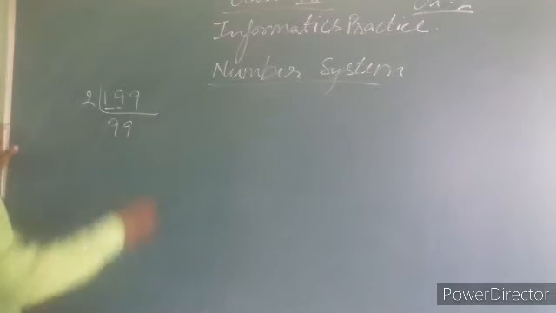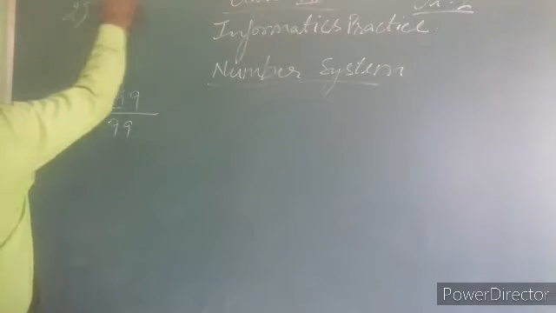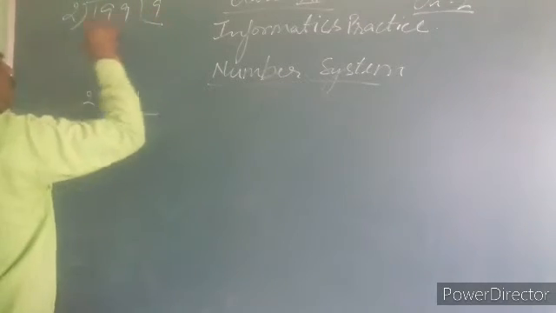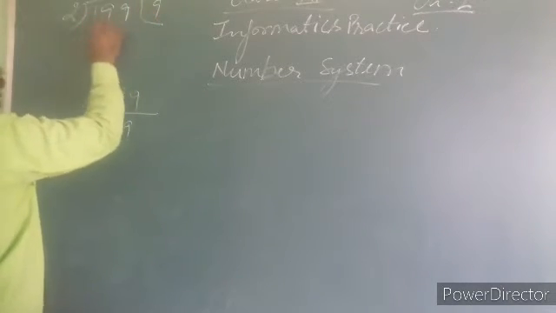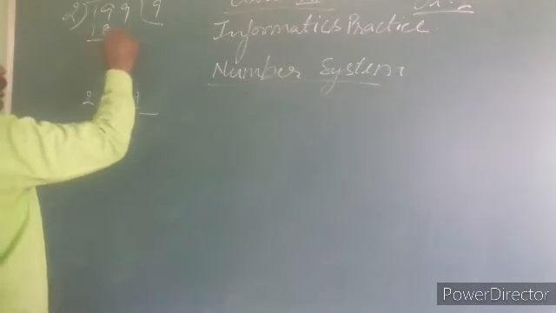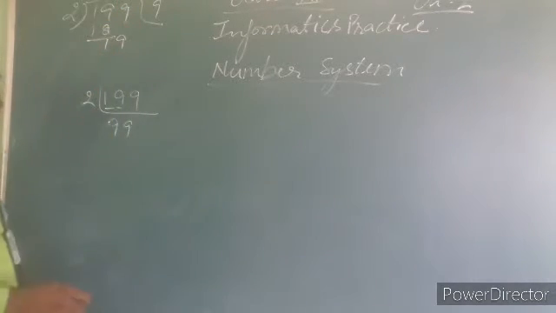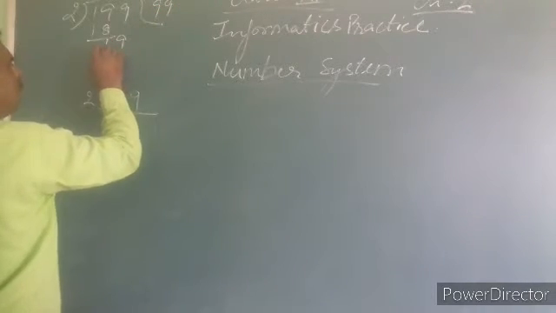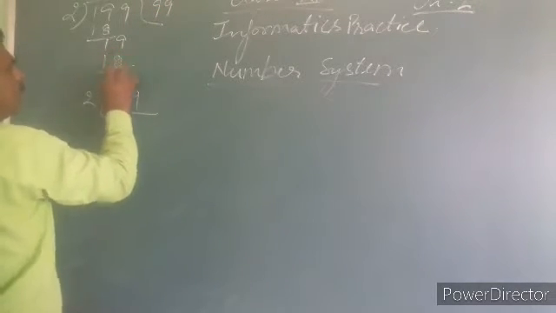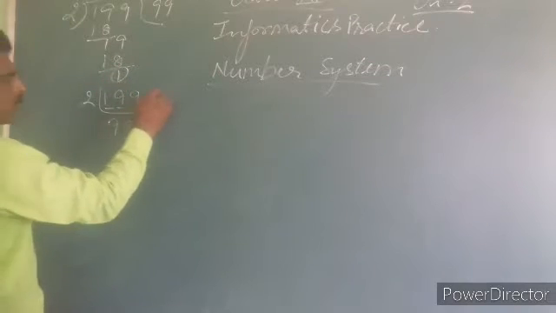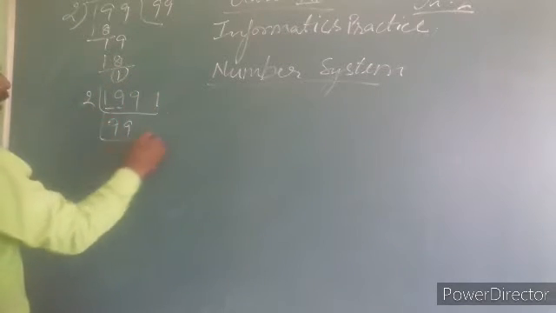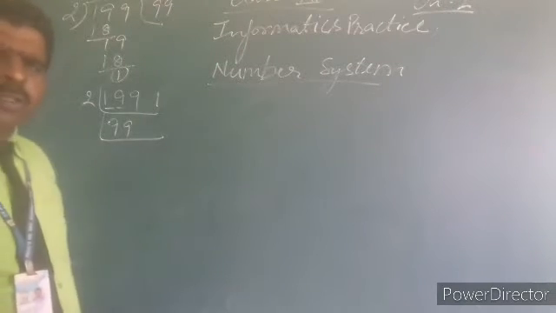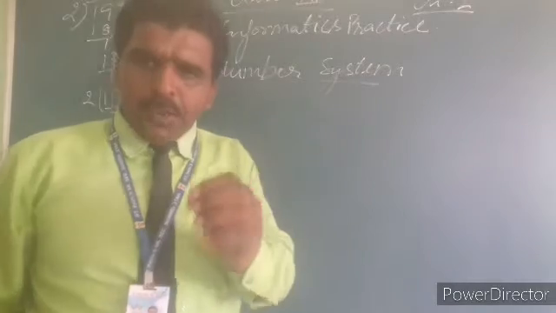I am telling you, 199. So 2 nines are 18, remainder is 1, and this 9 will come. After that again we are dividing, 2 nines are 18, remainder is 1. So in this same way we are writing 1 here. After that we are giving you the points.